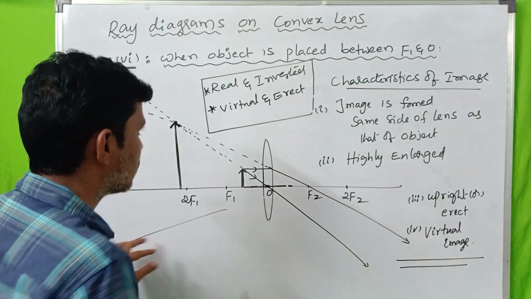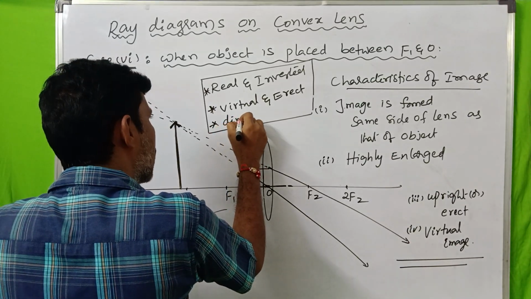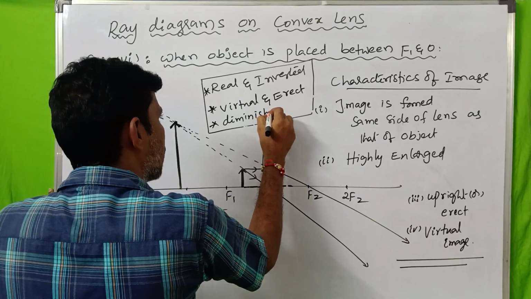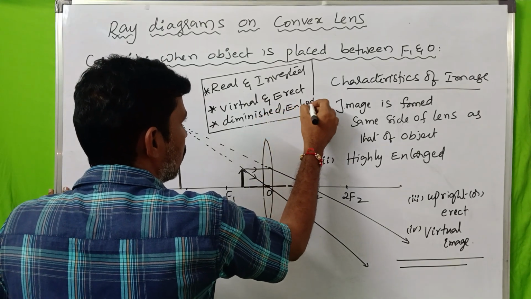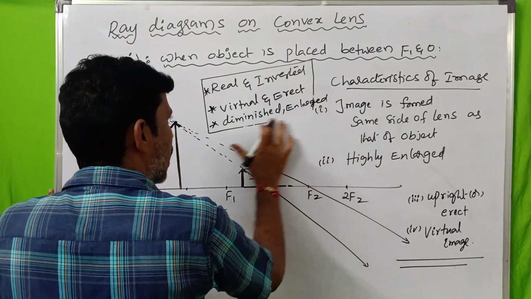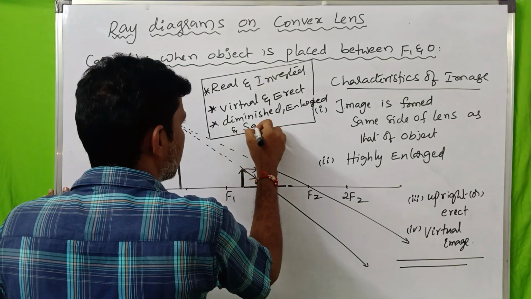Okay, as well as, if you observe, diminished images formed, am I right? Diminished images formed and enlarged also formed and same size also formed. Am I right? And same size.